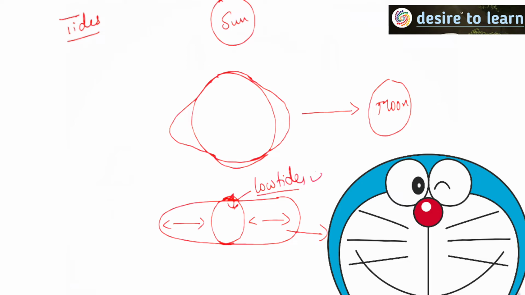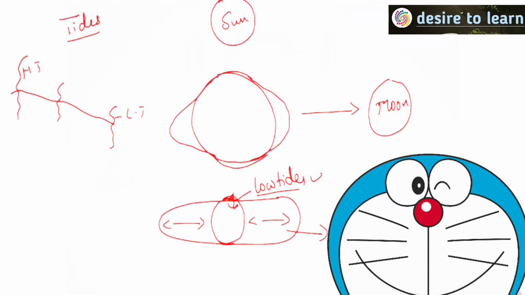So what is the meaning of this? High tide means water is coming near the coast. For example, let me take the coast. And normally if sea level is here, high tide means water will come till here. This I call high tide. Low tide means water will be present here. Correct? Now let me take another scenario.